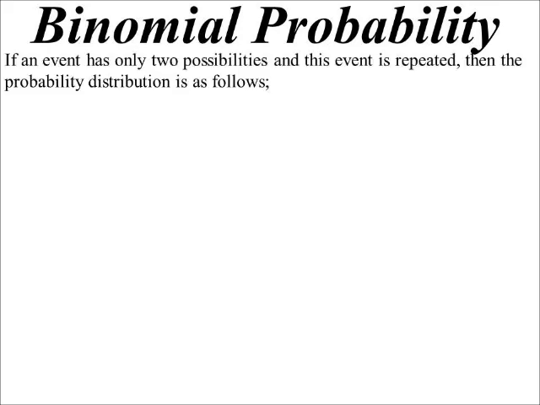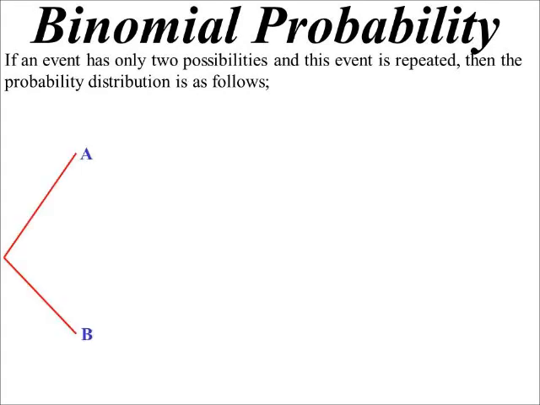Okay, we're going to combine this idea of the binomial theorem with, well, probability, as the name suggests. So basically we're looking at a situation where an event has only two possibilities, and if you think about it, every event can be broken down to two possibilities. Either it happens or it doesn't happen. So you can always split it up into two possibilities, and the event is repeated. So this would be something with replacement, because the probability has got to stay the same every single time.